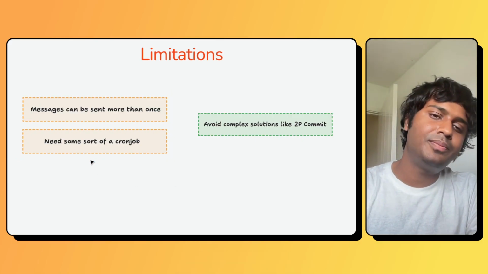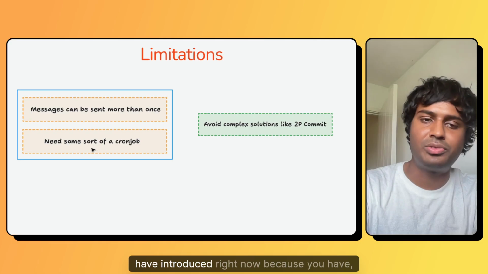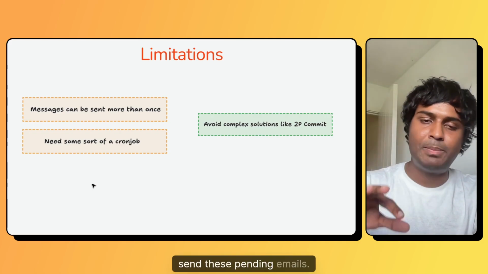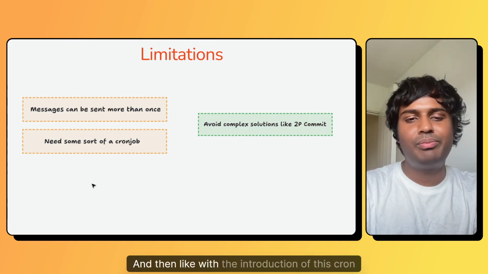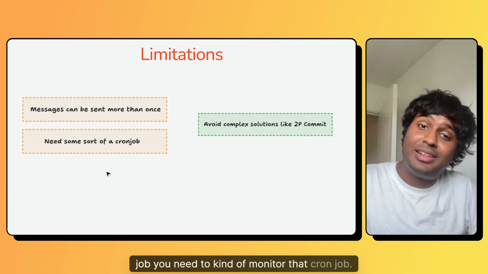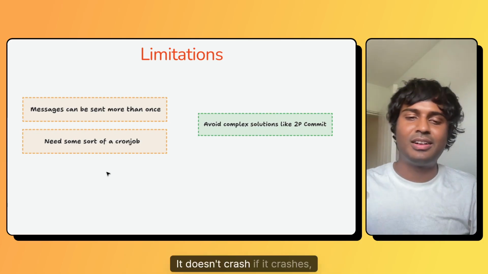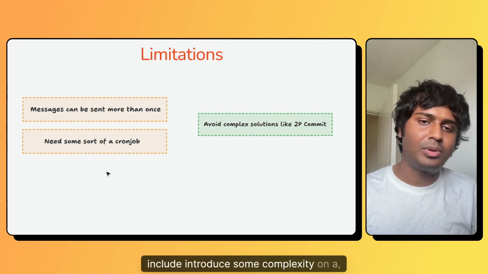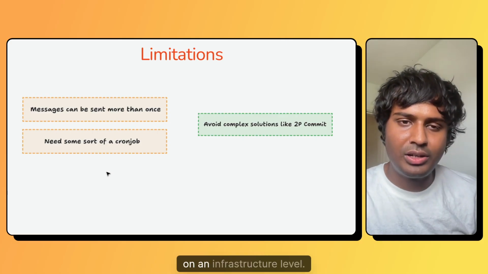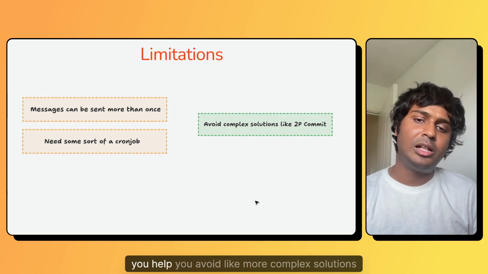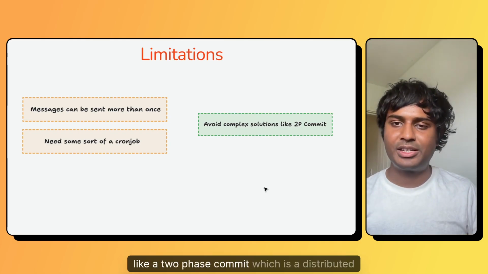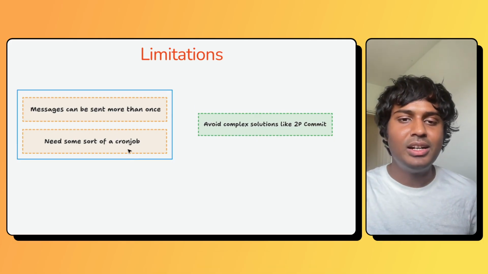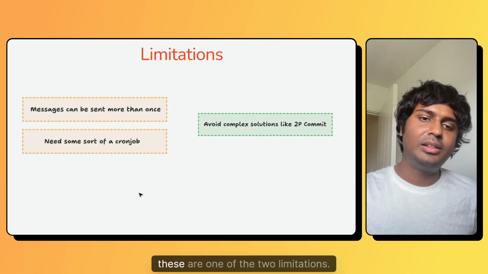And the problem is there is some complexity in the system that you have introduced, because you need some sort of a cron job here, right, to constantly run and send these pending emails? And with the introduction of this cron job, you need to monitor that cron job. You need to ensure that it's running, that it doesn't crash. If it crashes, it restarts automatically, right? So you do introduce some complexity on, let's say, an infrastructure level. But it does help you avoid more complex solutions like a two-phase commit, which is a distributed transaction, and it's super complicated and slow, and mostly you should not use that. So these are two of the limitations.